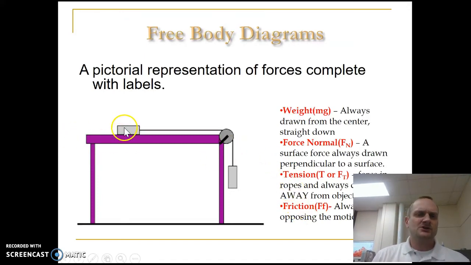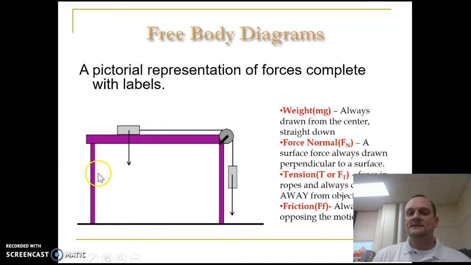So let's take a look at the situation here. I have one object sitting on a table. That object's tied to a rope that goes over a pulley. And then I have another object down here that's hanging. If you think about what's going to happen here, if I let this thing go, gravity is going to want to pull this down. And with gravity pulling this object down, there's going to be tension in the rope trying to pull this object to the right. Well, let's go through and label all the forces.